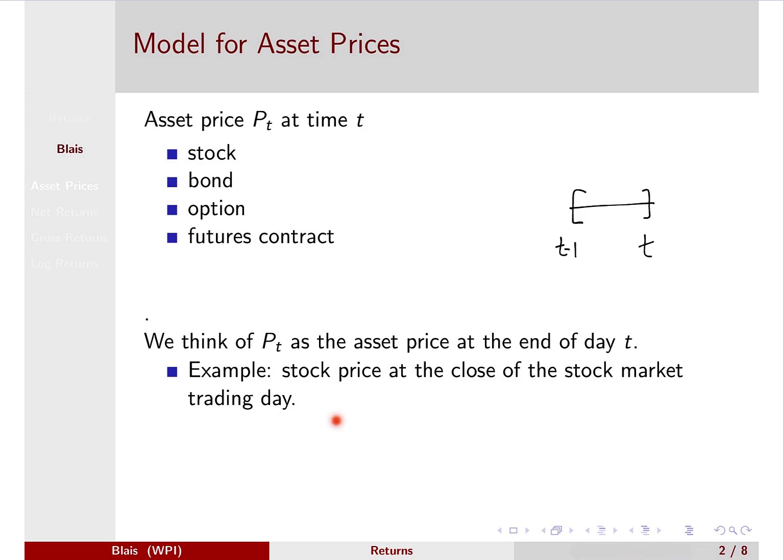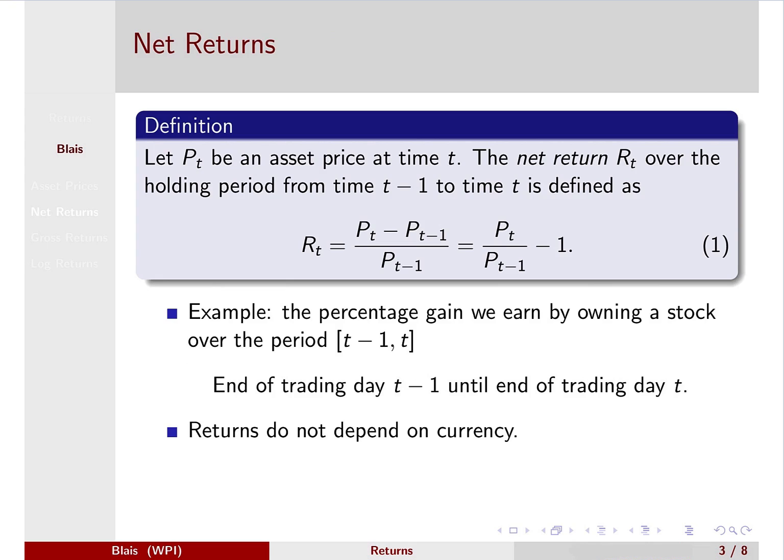So we want to think of it like stock price. So this period of time is like holding the stock on that tth day, and P sub t is the price of the stock when the market closes at the end of that tth day. Now the first type of return we look at is the net return. So again, we have P sub t, this is our asset price at time t. The net return, which we use capital R sub t, over the holding period from time t minus 1 to time t, is defined as this expression here.